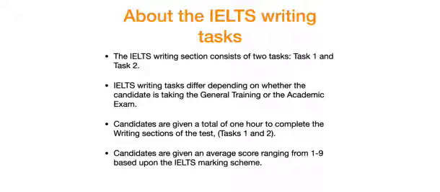About the IELTS writing tasks. The IELTS writing section consists of 2 tasks, Task 1 and Task 2. IELTS writing tasks differ depending on whether the candidate is taking the general training or the academic exam. Candidates are given a total of 1 hour to complete the writing sections of the test, Tasks 1 and 2. Candidates are given an average score ranging from 1-9 based upon the IELTS marking scheme.